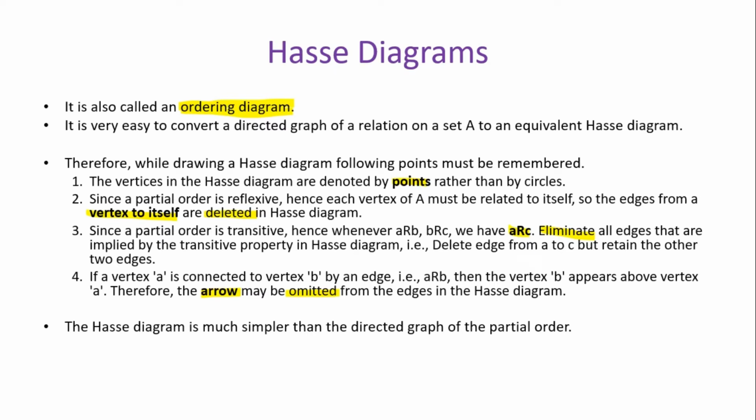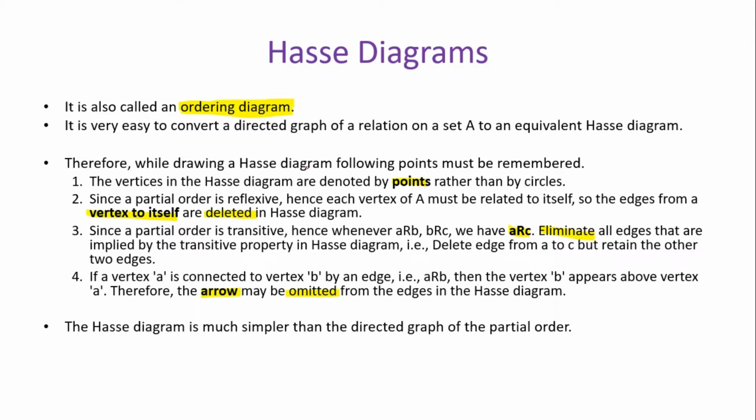Hasse diagram. It is also called an ordering diagram, and Hasse diagrams are used to represent only partial order relations. Now it is very easy to convert a directed graph of a relation on a set A to an equivalent Hasse diagram. What makes a Hasse diagram different from your directed graph? These are the 4 points.